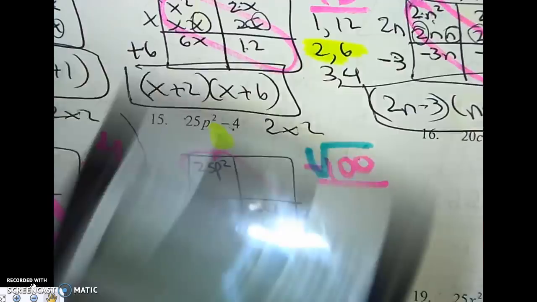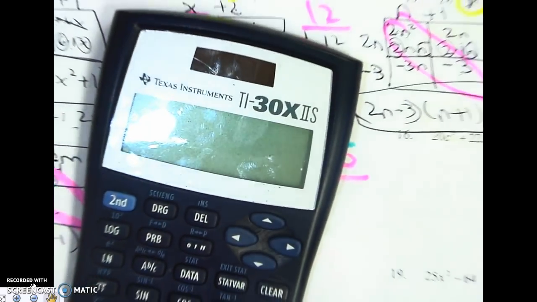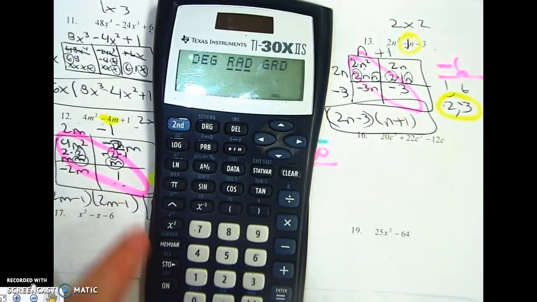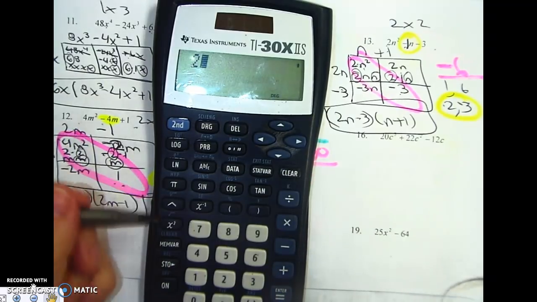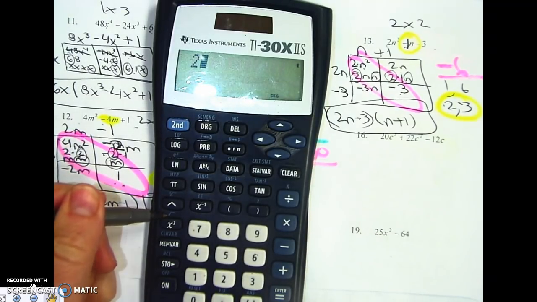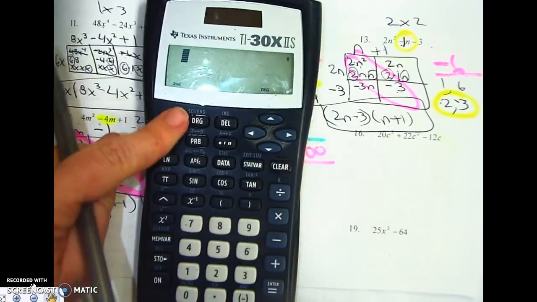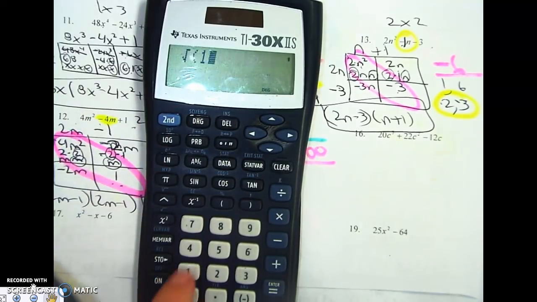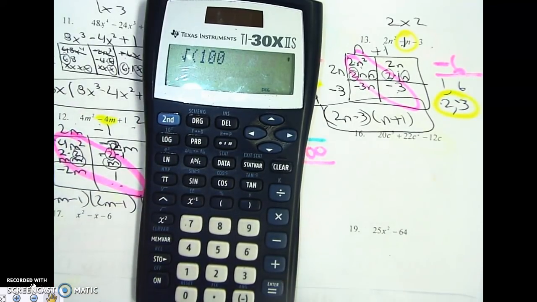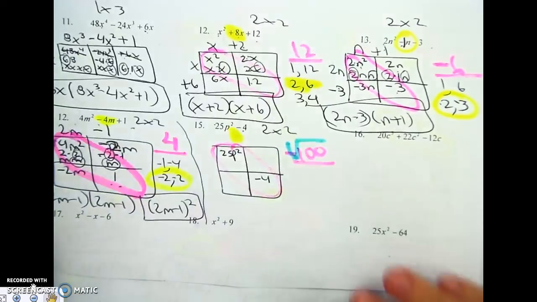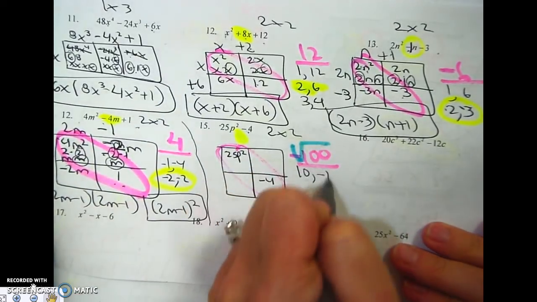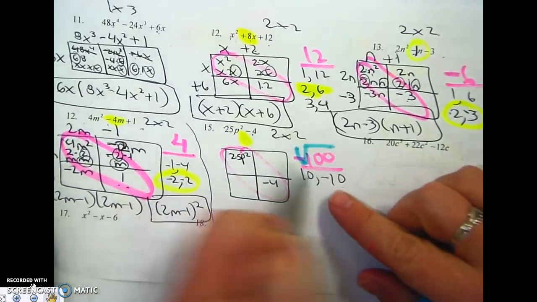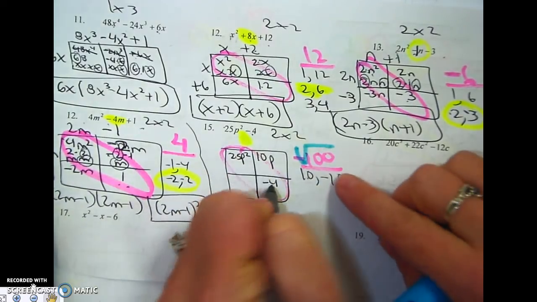And let me show you that in the calculator because I know I wasn't able to show you that last time. So you go here, and if you look right here, there's a little square root button, but it's in blue. So you're going to have to press the blue button, second squared, 100, and boom, it tells you 10. So now I know it's 10, negative 10. I'll put the positive with the positive, and I'll put the negative with the negative.